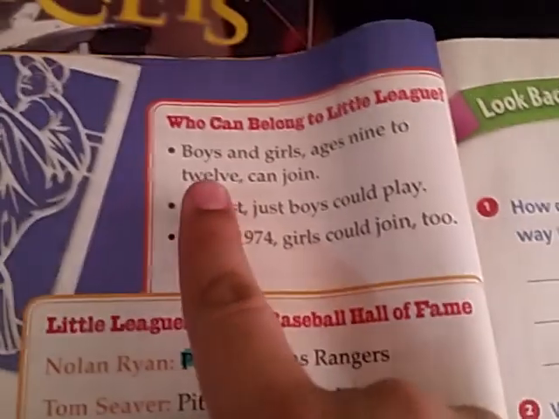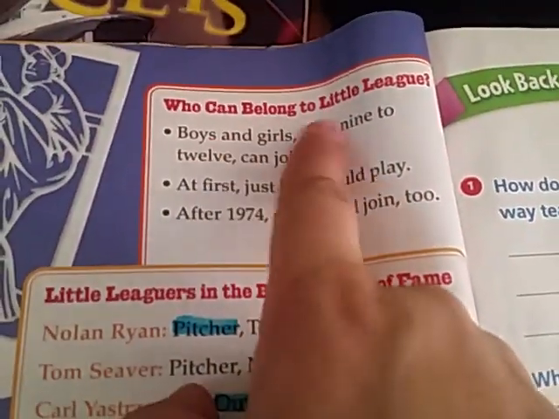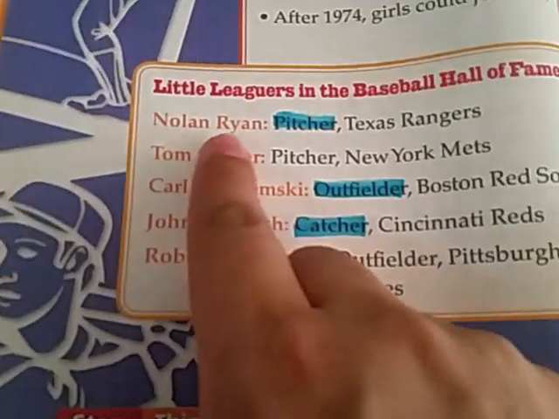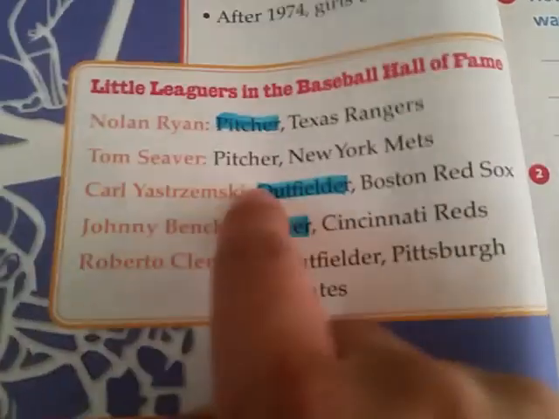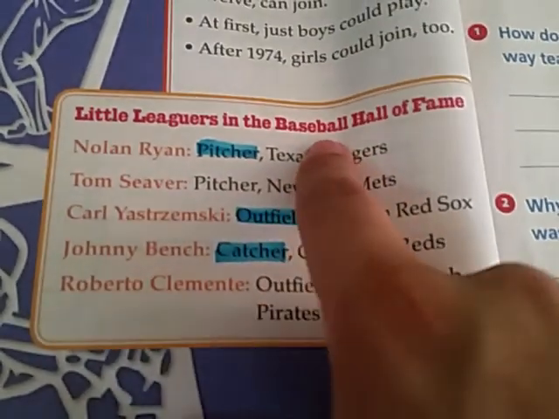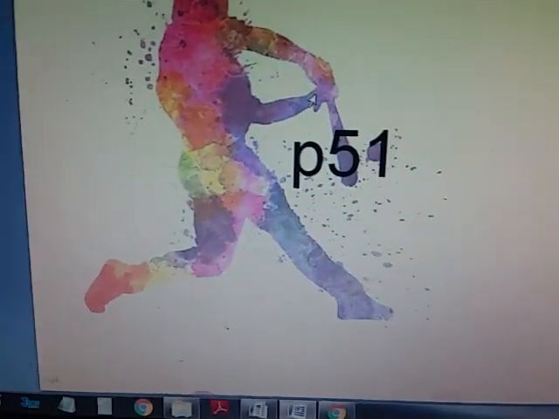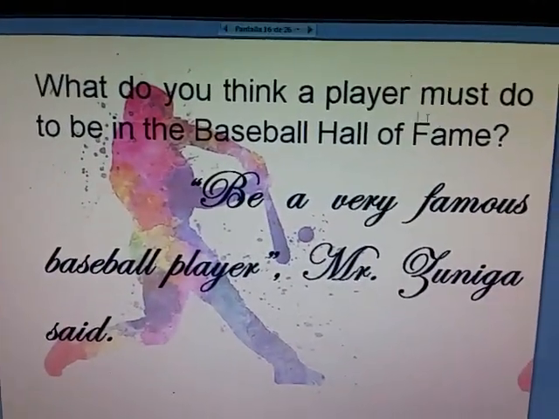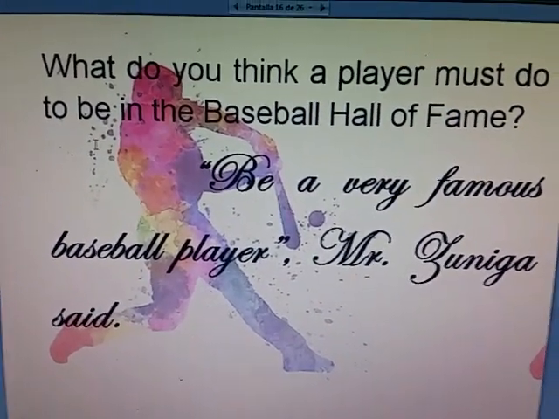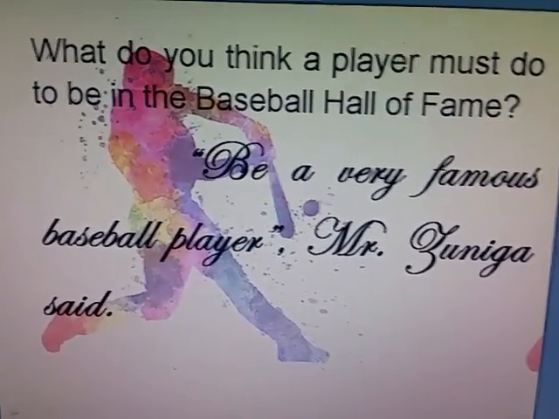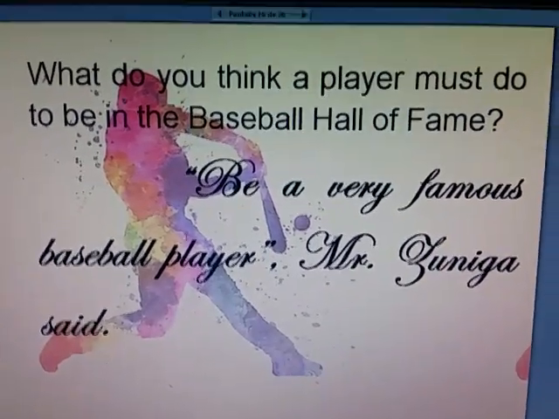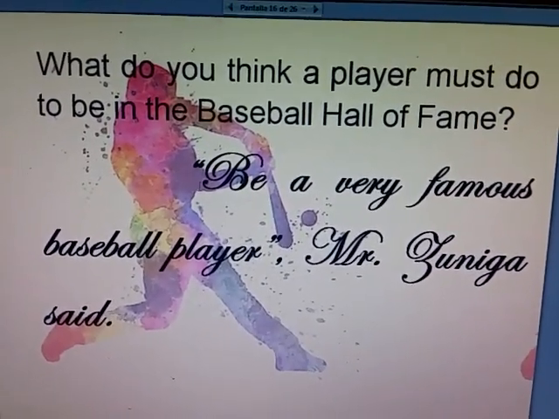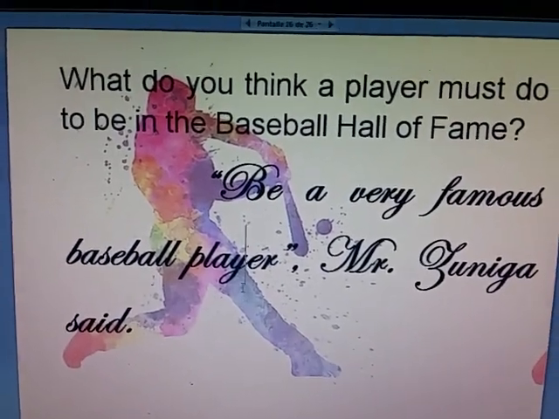And let's go over page 50. On this page, we are told some facts about the Little League. And we are told about some famous players that started in the Little League and now are in the Baseball Hall of Fame. Here the question, here your answer goes. The question says, what do you think a player must do to be in the Baseball Hall of Fame? And I wrote, be a very famous baseball player. Alrighty then.